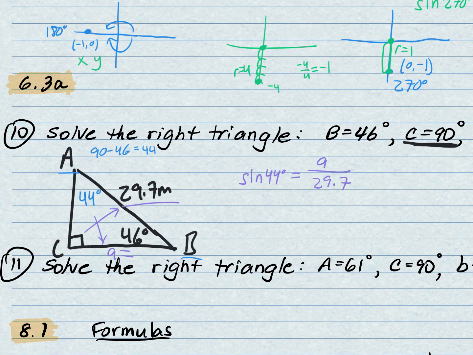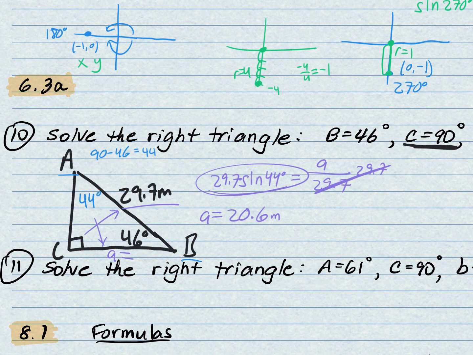And then to get A by itself, we can multiply whatever's on the bottom on both sides. So I can do 29.7 on both sides, cross it out, and then A is going to be whatever you get when you do that in your calculator. So do 29.7 times sine of 44, and make sure your calculator is in degrees. And then we should get A is, to the nearest tenth, 20.6 meters.